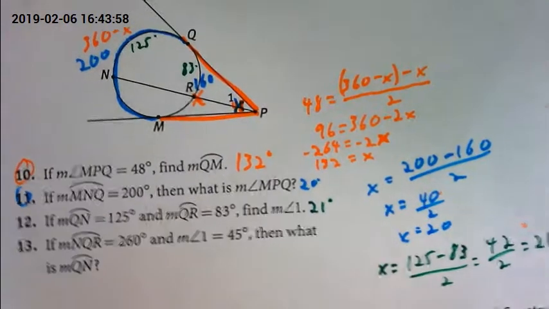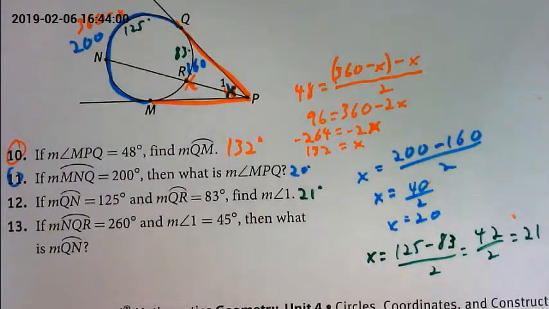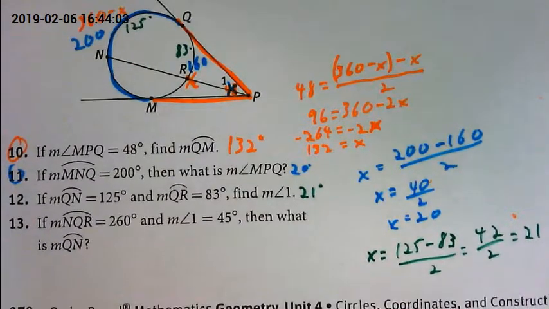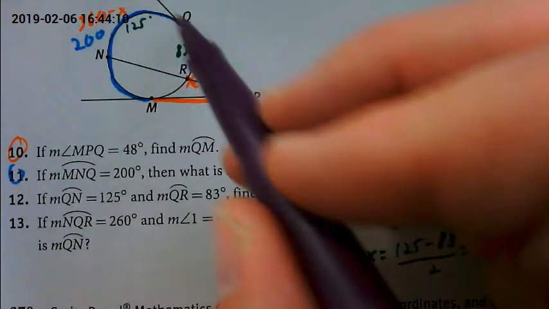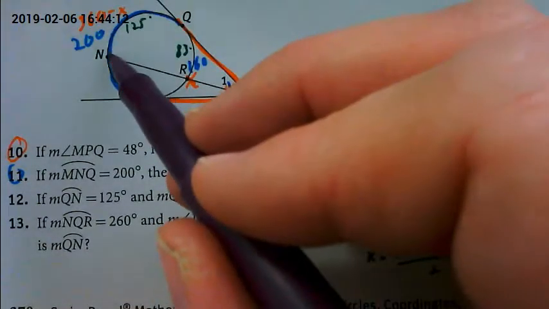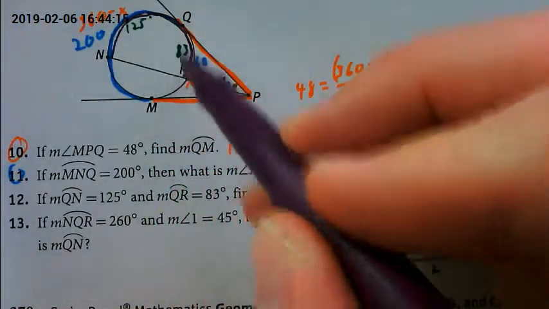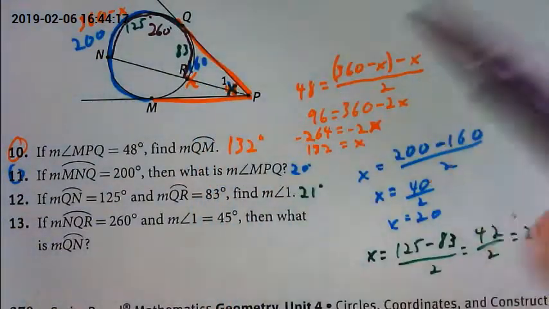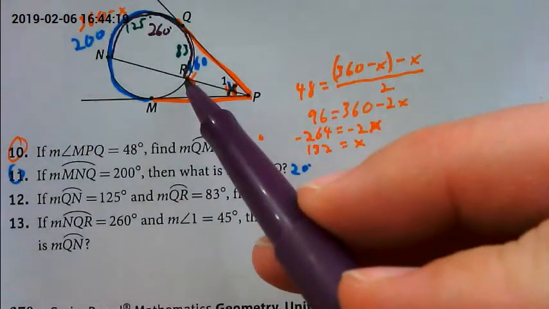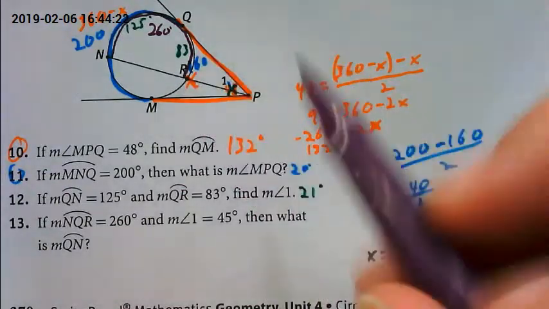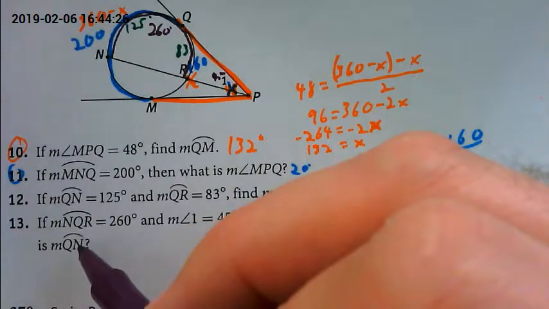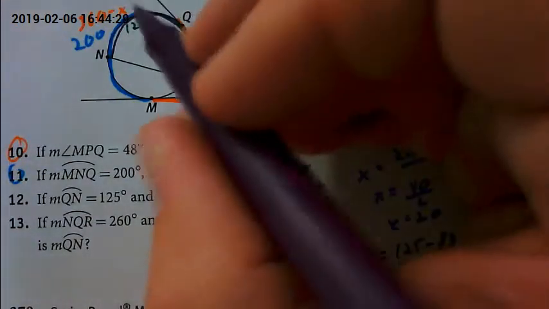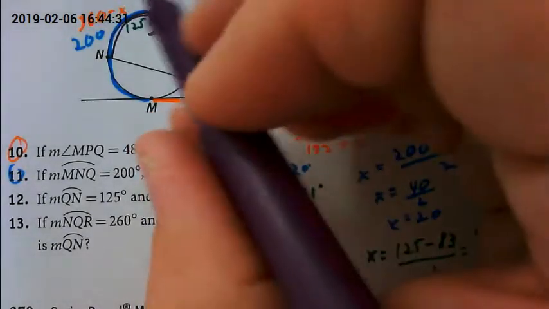And finally, the last one. If the measure of arc NQR, so this whole thing, is 260, so from N through Q all the way around to R is 260, and angle 1 is 45, then what is QN? I'm going to call QN x on this version of the problem.